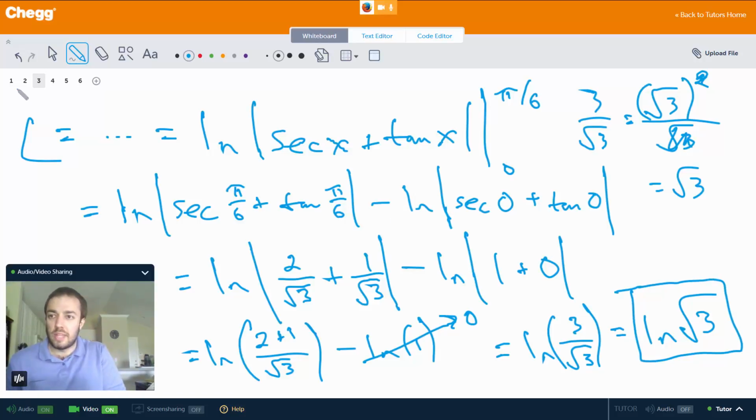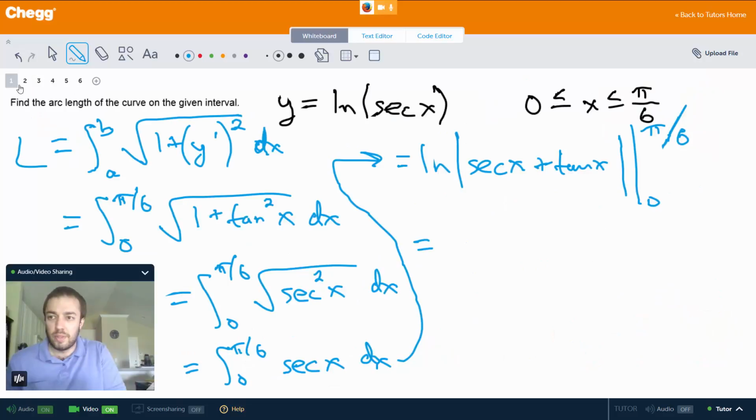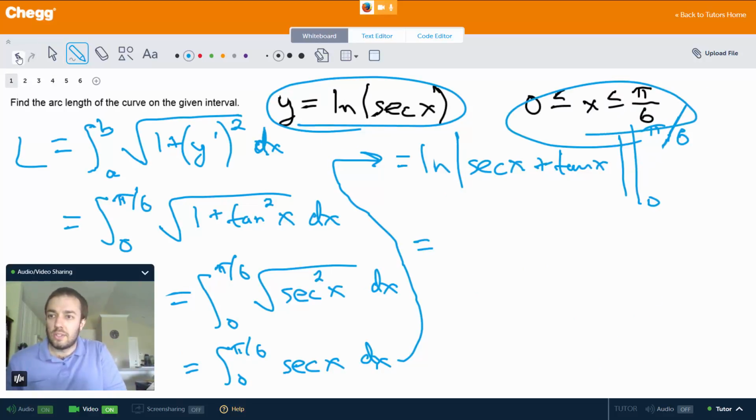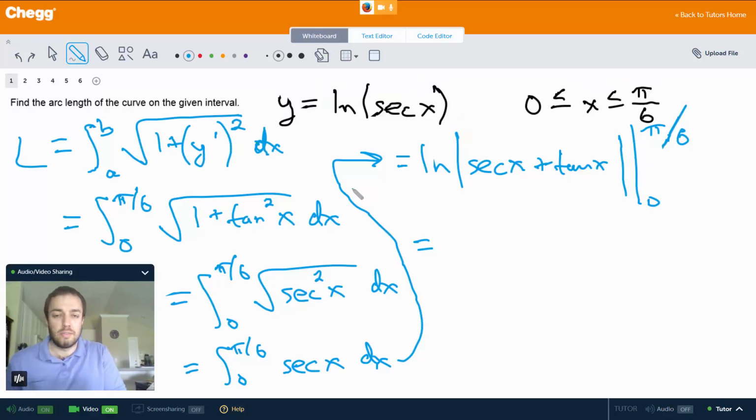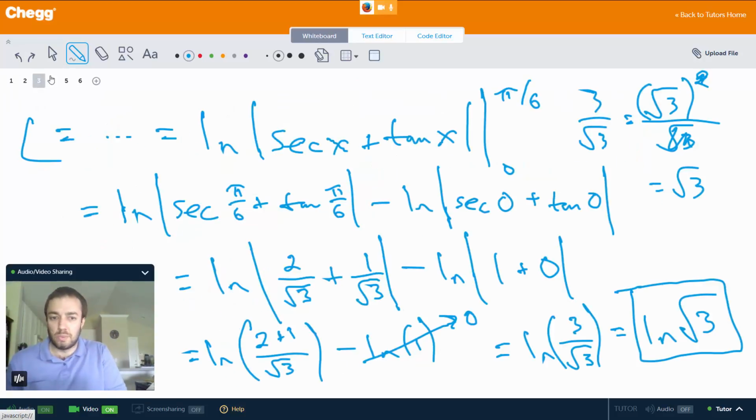That is our final answer. That is the length of this curve, y equals natural log of secant of x on this interval here. So this has been an example of finding the arc length of a curve on a given interval. And again, the answer was natural log of root 3.